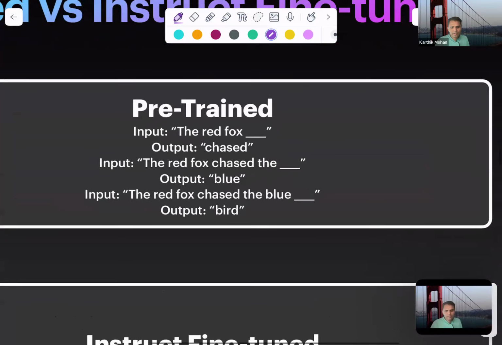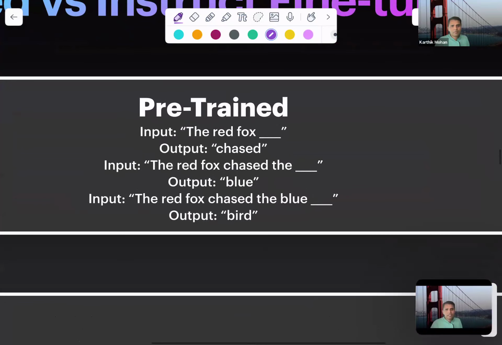Here's an example for pre-trained, right? For pre-trained, you might say the input is "the red fox blank" and the output is "chased". So the actual sentence might be "the red fox chased the blue bird". But out of the sentence, you can construct multiple training examples for pre-training. You can just pick the first K words and then predict the K plus one word. In this example, you pick the first three words, "the red fox", and you want it to predict "chased" for that particular instance. And then say "the red fox chased", then you want it to predict "blue", and so on.